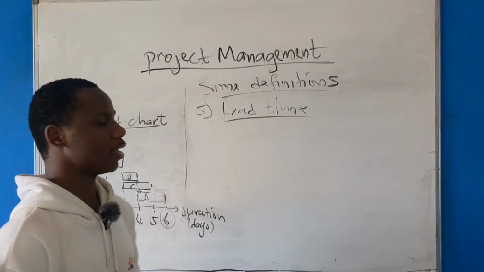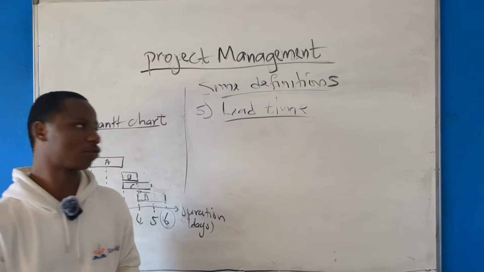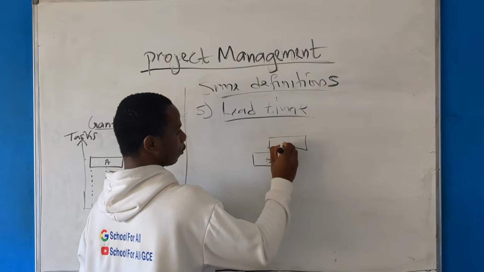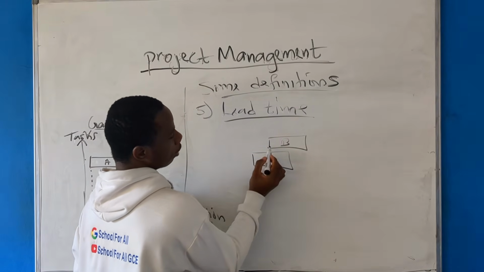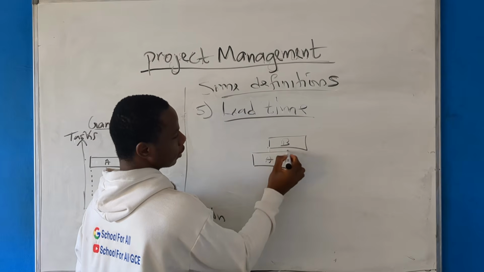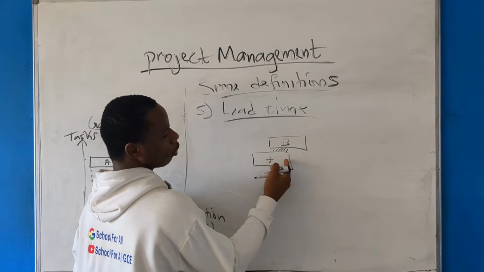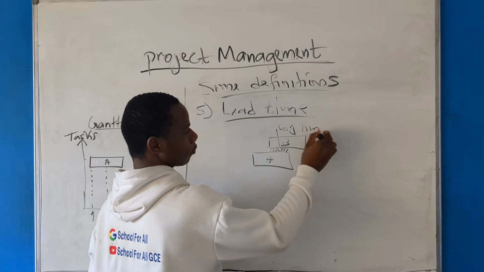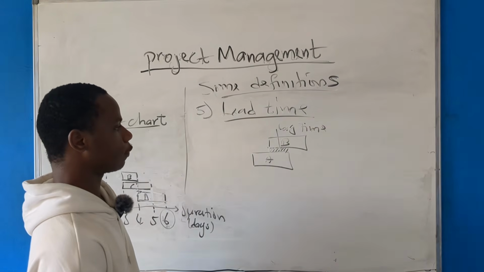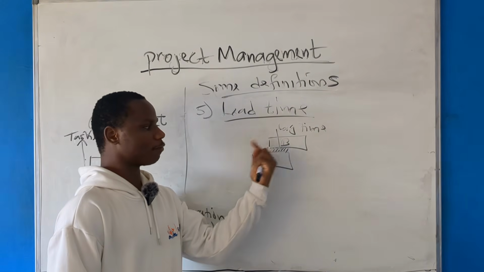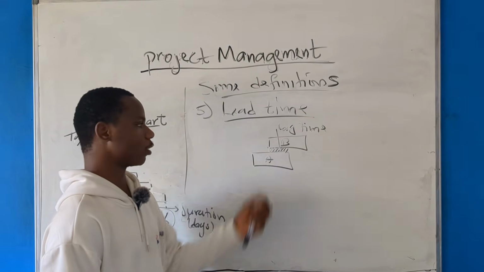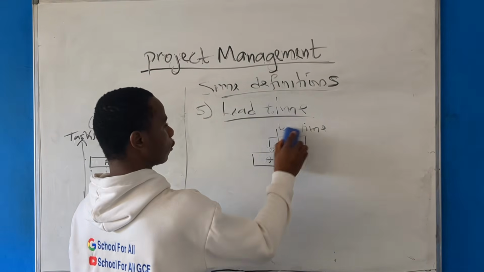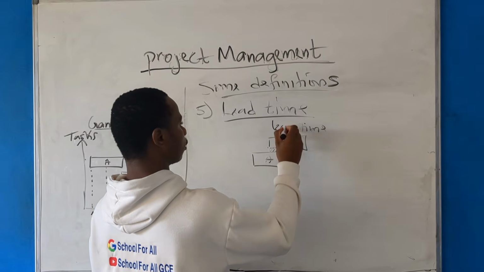The next is lead time. Lead time is very easy also. Now let me just draw something. Imagine that I'm having task A here, then task B somewhere here. You are seeing that the amount of time that a task can start before the end of its predecessor task is what we call the lead time, sorry, not the lag time. It's what we call the lead time.